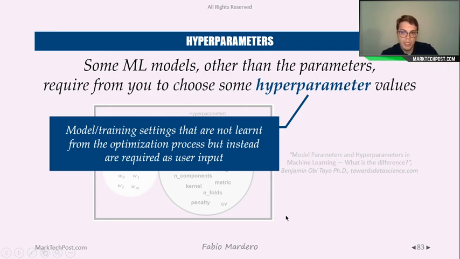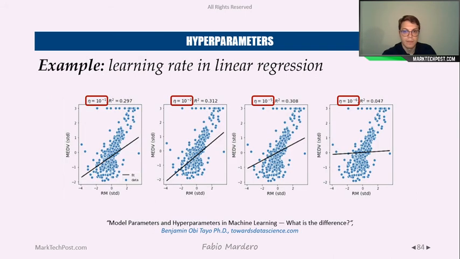So why do we distinguish between parameters and hyperparameters? Well, parameters are learned by the machine learning model through the optimization process. Hyperparameters are model or training settings that are not learned from the optimization problem, but instead are required as user input before the training starts. Here, for example, we have the learning rate. We can see the behavior of the learning rate, which is a hyperparameter, in linear regression.